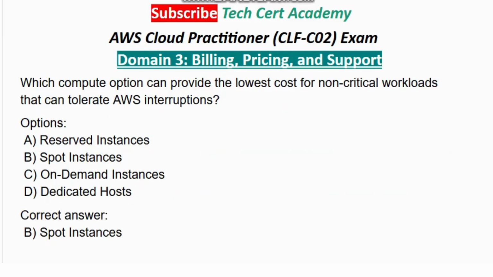Which compute option can provide the lowest cost for non-critical workloads that can tolerate AWS interruptions? Options: A. Reserved instances, B. Spot instances, C. On-demand instances, D. Dedicated hosts. Correct answer: B.